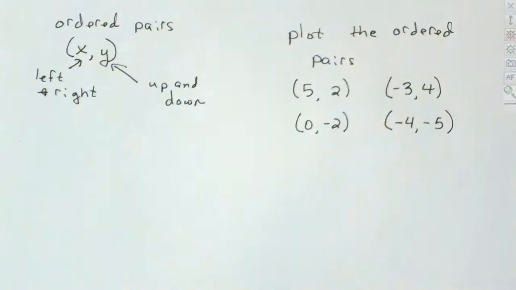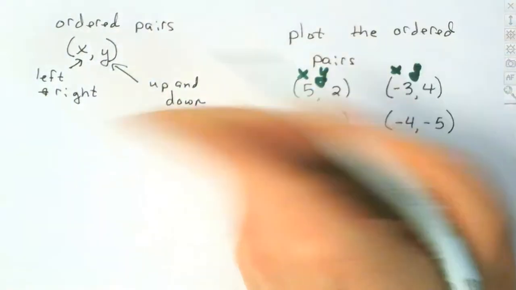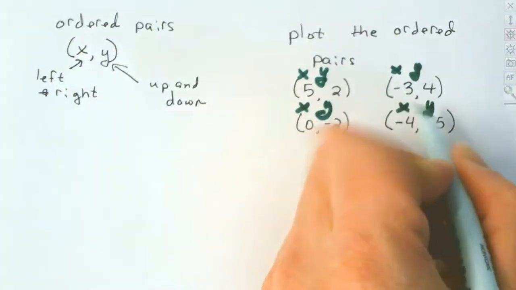Now, what does it mean when I plot the ordered pairs? We're not going to connect them together. We're just going to put a dot where they belong. Now, when we go to work with these, what do we know? We know that the x is listed first. Y is second. So these all go x and y. Now, the x is the left and the right part. Y is going to be the up and down part.